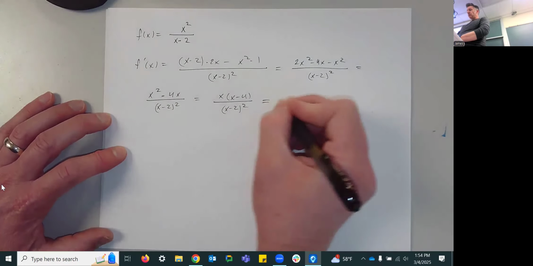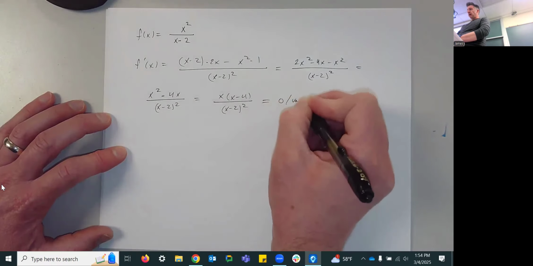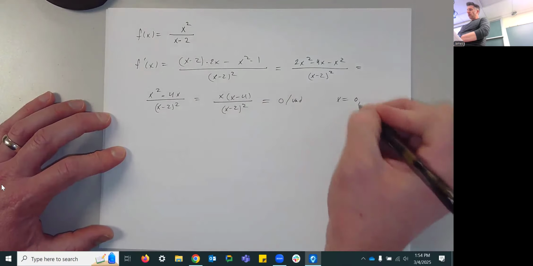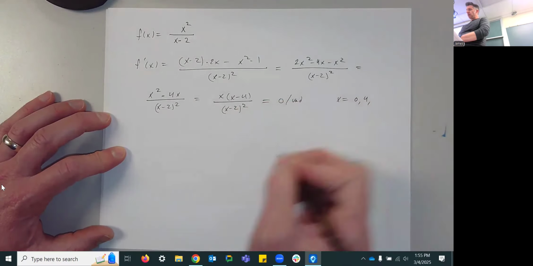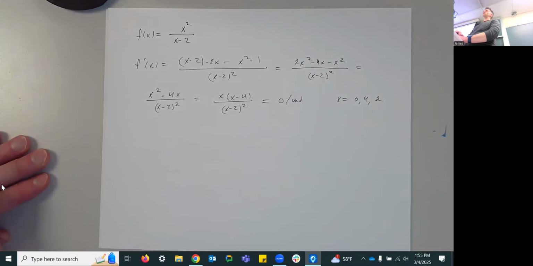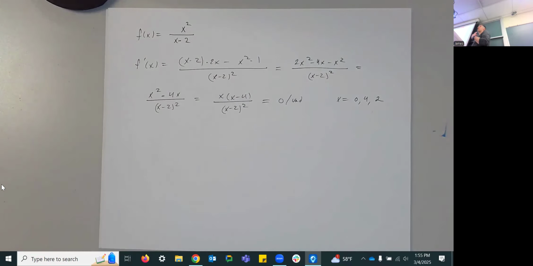And setting this equal to 0 or being undefined, I get either x equal to 0, x equal to 4, and x equal to 2. Let's talk about 2. 2 is not a critical value. I know I just wrote it down, but it's not a critical value. But I'm going to include it anyway, because 2 is what I like to call a pseudo-critical value.